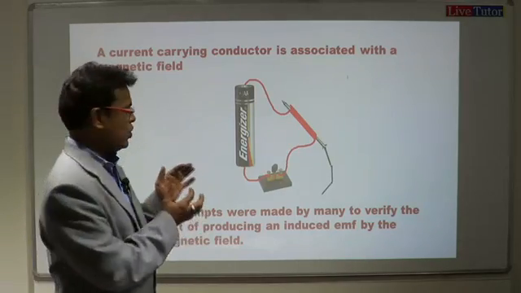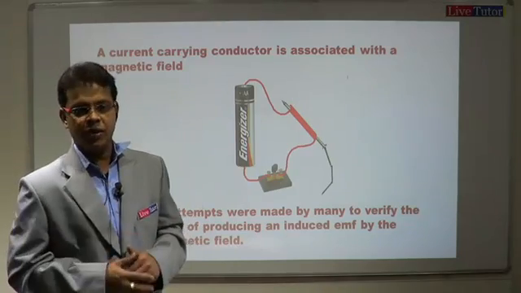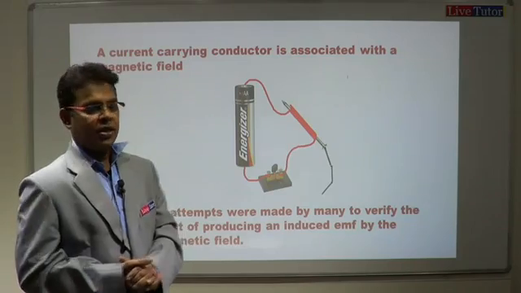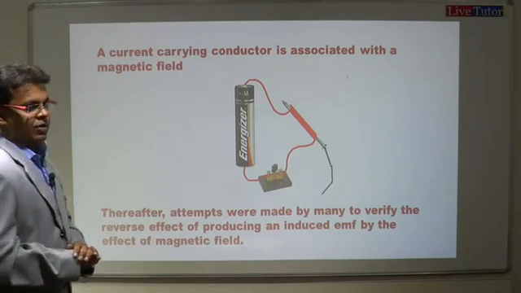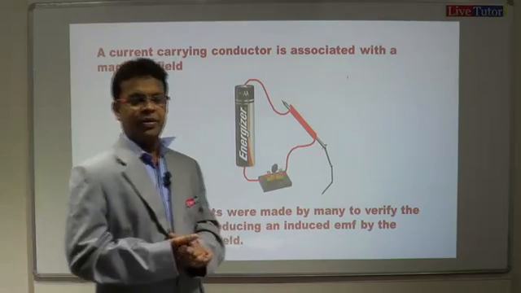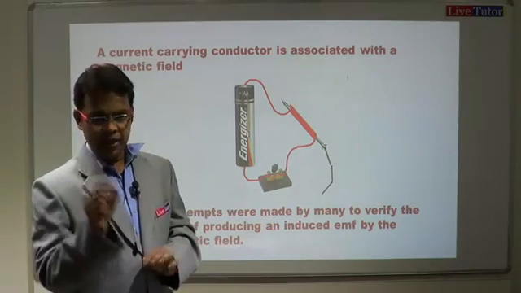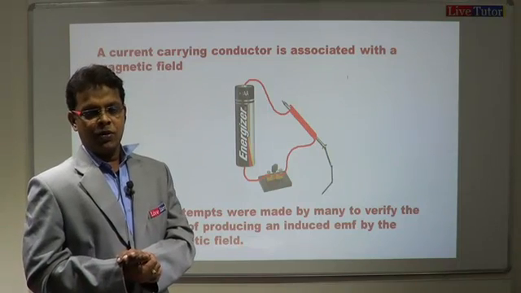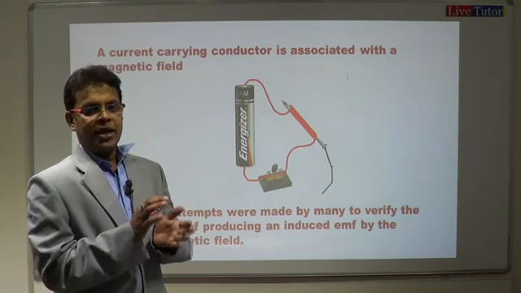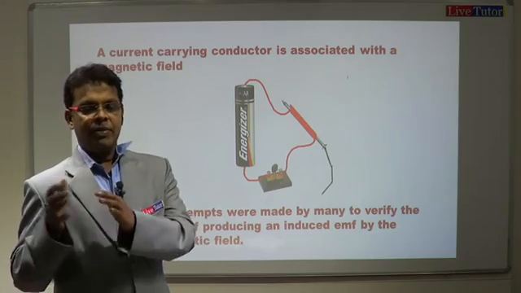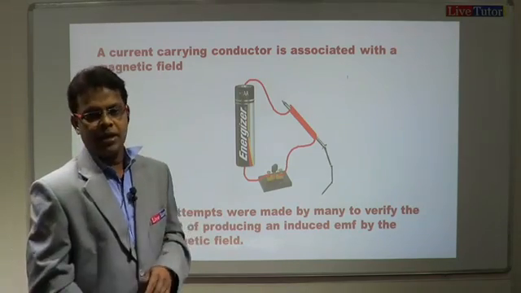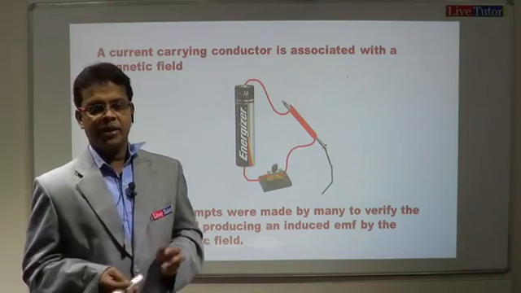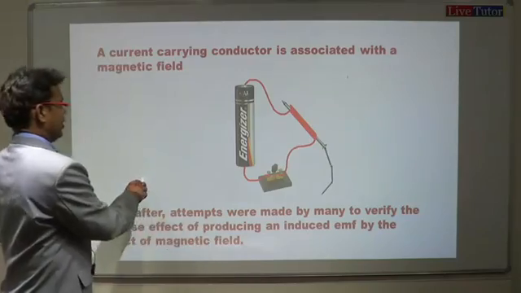So they were making so many efforts to see the reverse effect of producing induced EMF by the effect of magnetic field. Why do we call it as induced EMF? Later we will see. We have already studied that word. What is induced? They say induced means தூண்டுதல், isn't it? So since a current carrying conductor is associated with magnetic field, can we produce current or EMF, or we call it voltage, by a magnetic field? For that they were making many experiments.